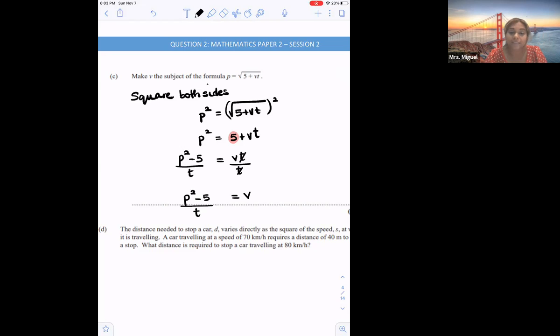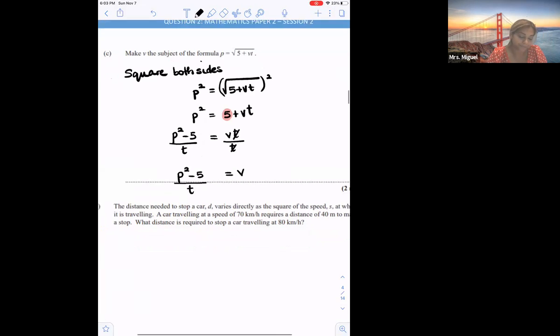How do I know v is the subject? Because it is alone on one side of the equation. By making another variable the subject, it is just by manipulating the equation. So another variable becomes the subject.